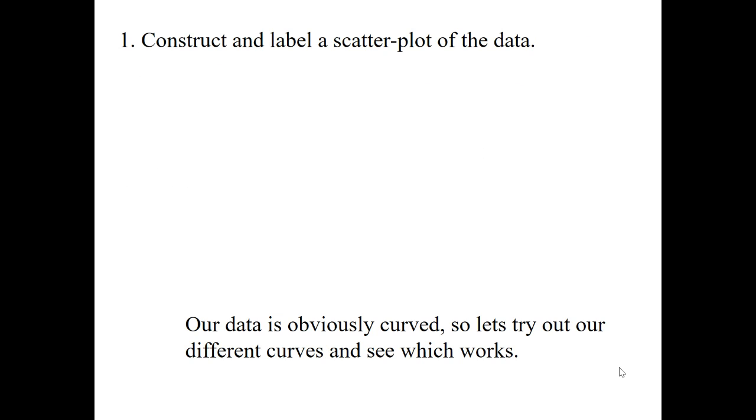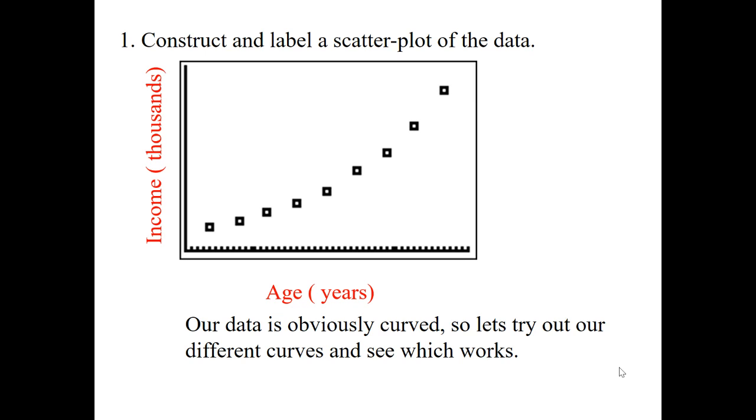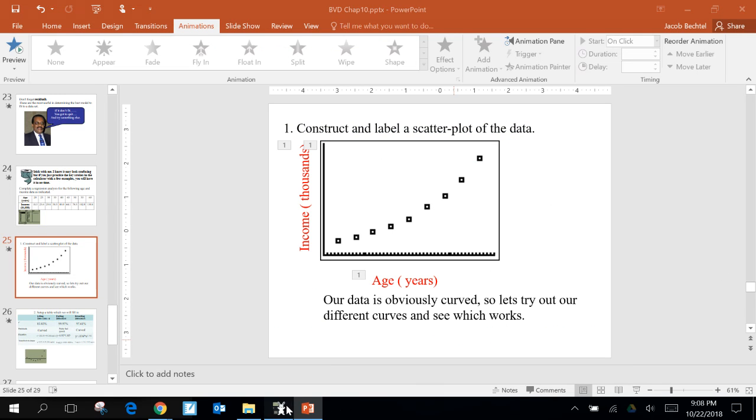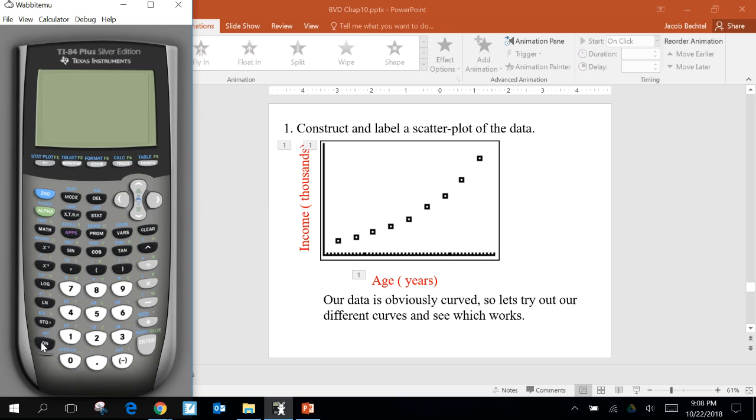So first thing is, in order for me to do this, I want to make a scatter plot of the original data. And doing that, don't forget to label it, I know my data is curved. I can see it. So what I'm going to do is I'm going to try the different curves and see which one works. Now in our calculator, all our different curves, let's turn that back on. We've been using StatCalc 8. Our different curves follow right behind it. We have the natural log regression, exponential regression, and power regression. So these are the three curves I need to compare my data against.